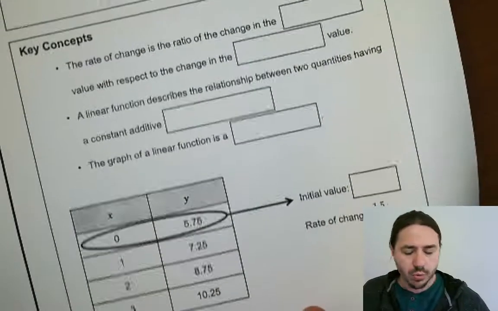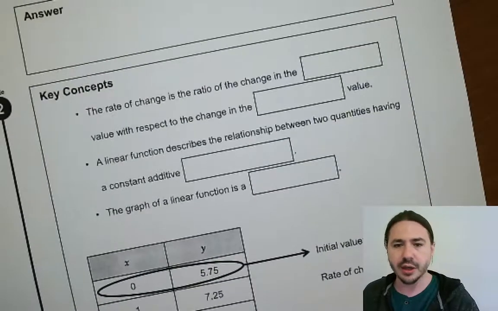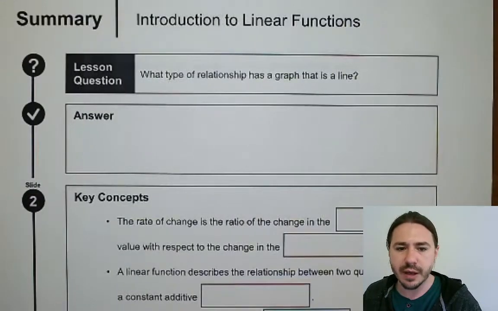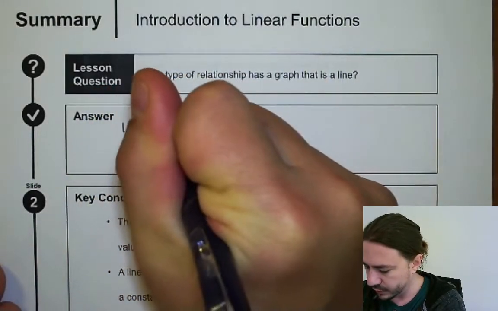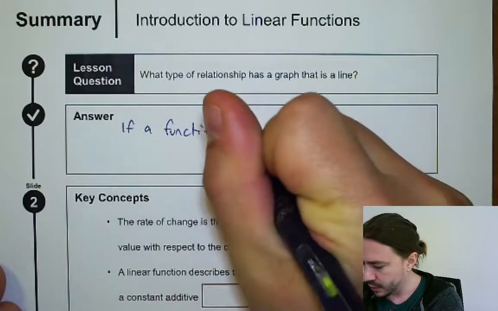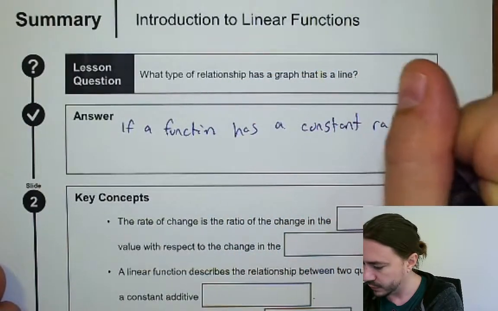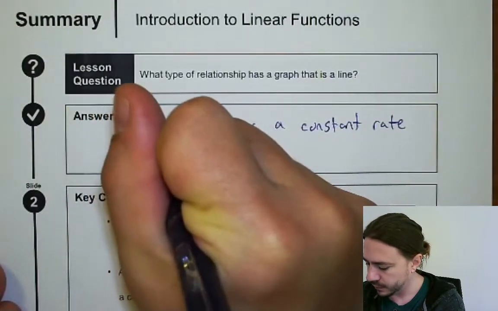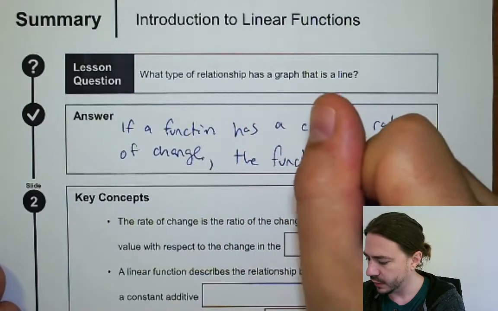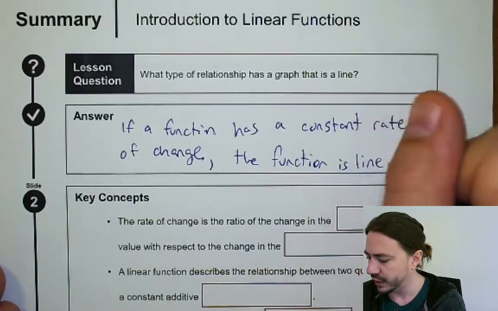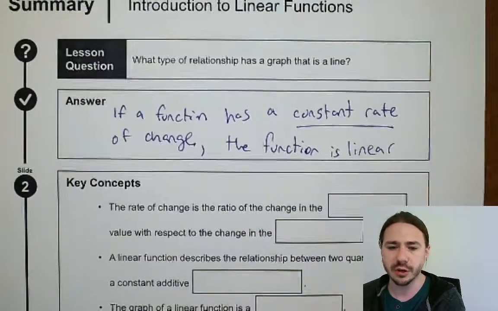All right, so what type of relationship has a graph that is a line? Okay, so this is just summarizing what we talked about. So the answer here is if a function has a constant rate of change, the function is linear. This is really the key takeaway for today: if you've got that constant rate of change, you know that the function is going to be linear.